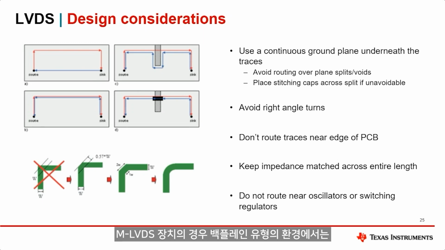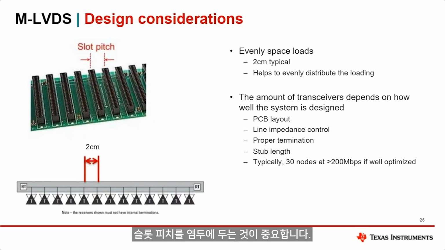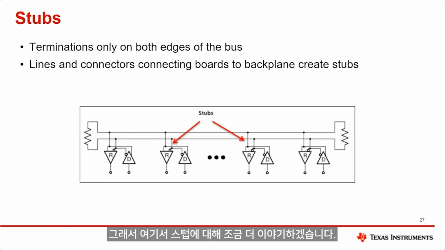For the M-LVDS devices, it's important to keep in mind for a backplane type of environment, the slot pitch. And so the closer the slot pitch, the larger capacitive loading that you will have. And so TI will recommend 2 centimeter slot pitch, as well as evenly spacing the loads throughout the multi-point bus. Typically, M-LVDS can support up to 32 nodes on a single bus, but this is very system dependent on the layout, proper termination and stubs.